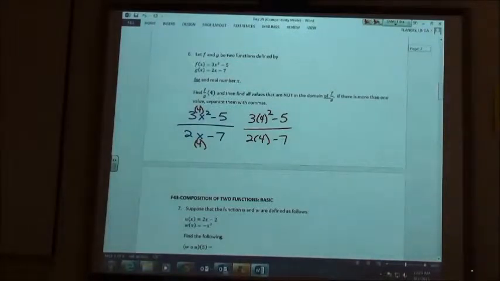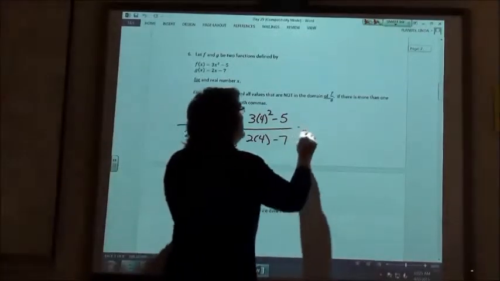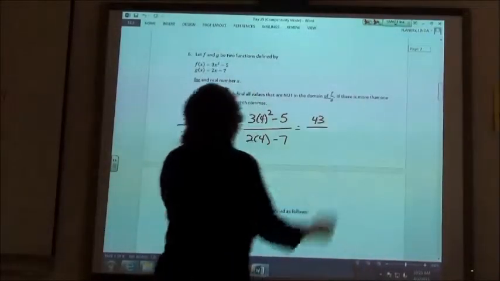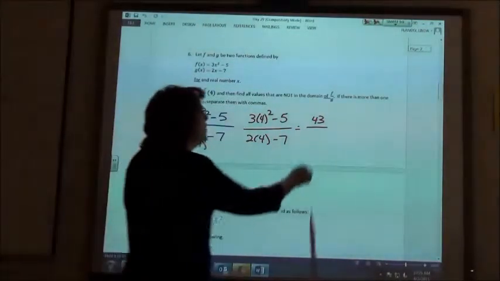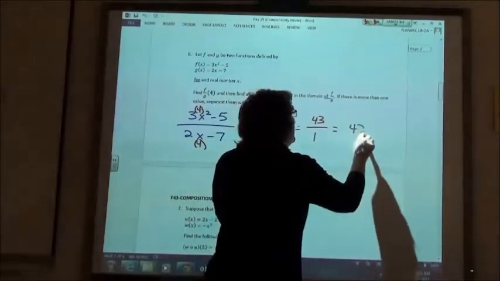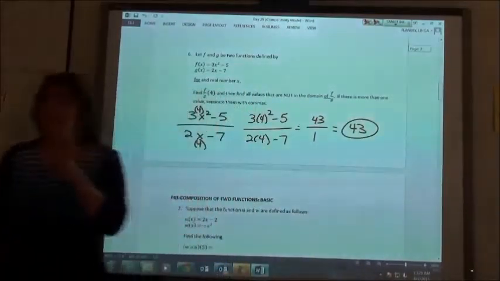So we got to solve that top part. 3 times 4 squared minus 5. 3 times... 43. 43, okay, and on the bottom? 1. 43 over 1? Just 43 then, right?